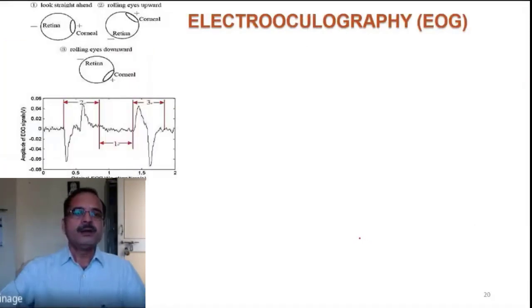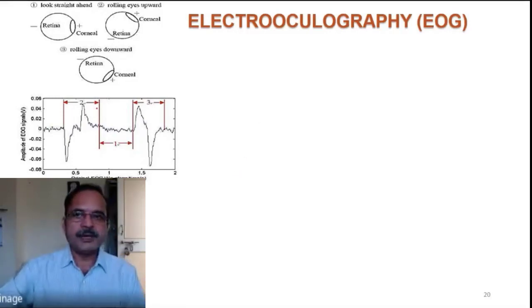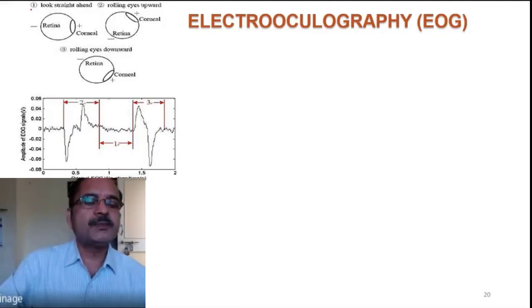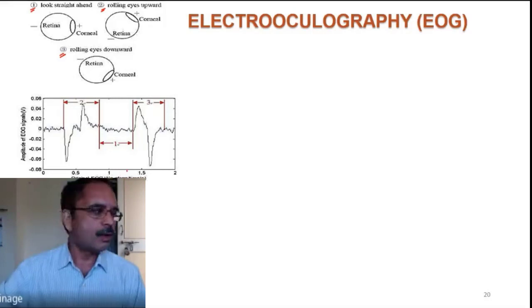Now in this diagram, you see a typical graph of the EOG signal for a duration of 2 seconds. The first position is the position of the eyes looking straight ahead. The second position is rolling the eyes upwards, and the third position is rolling the eyes downwards. And this is the type of graph you see here in this diagram for EOG.